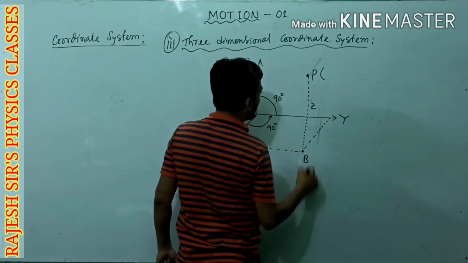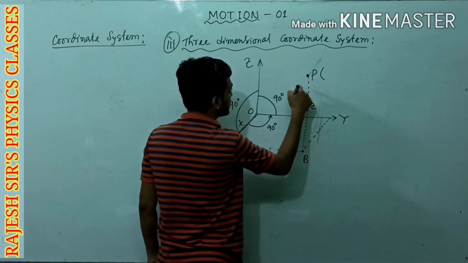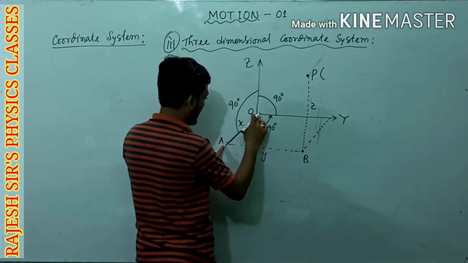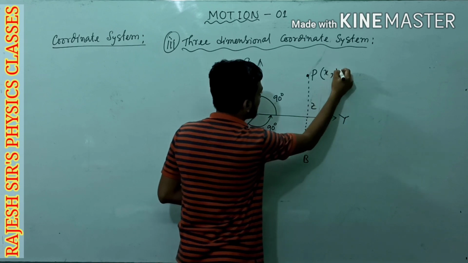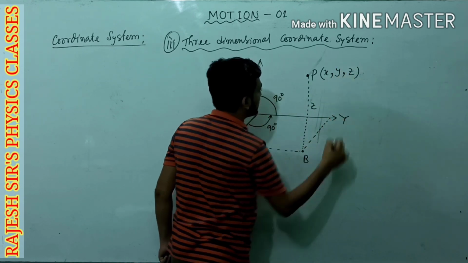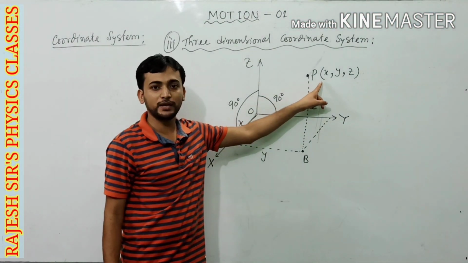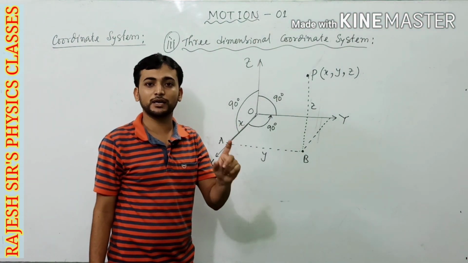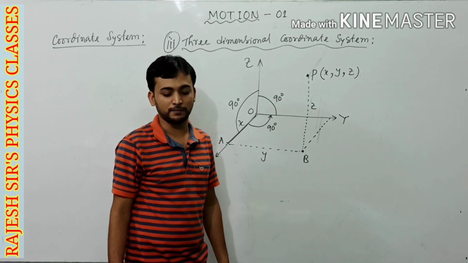Now what will be the coordinate of this point P, or what will be the location of the bird which is situated at point P at any time t? Its location will be x, comma y, comma z. So in this way we can find out the location of any moving object in a space or in three-dimensional zone using three-dimensional coordinate system.